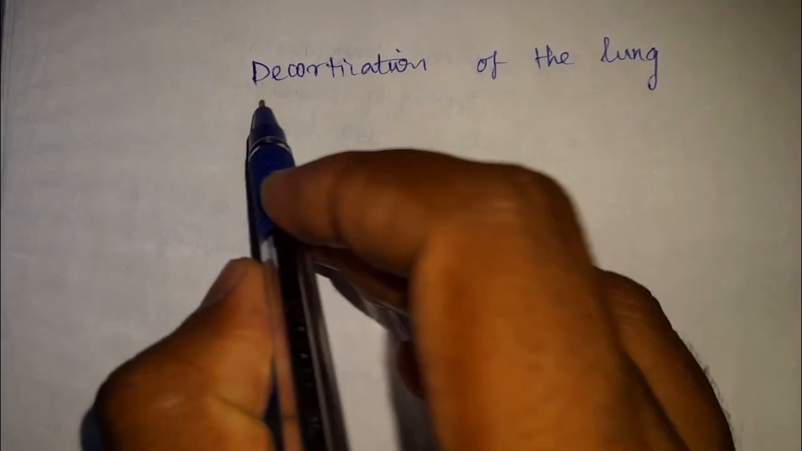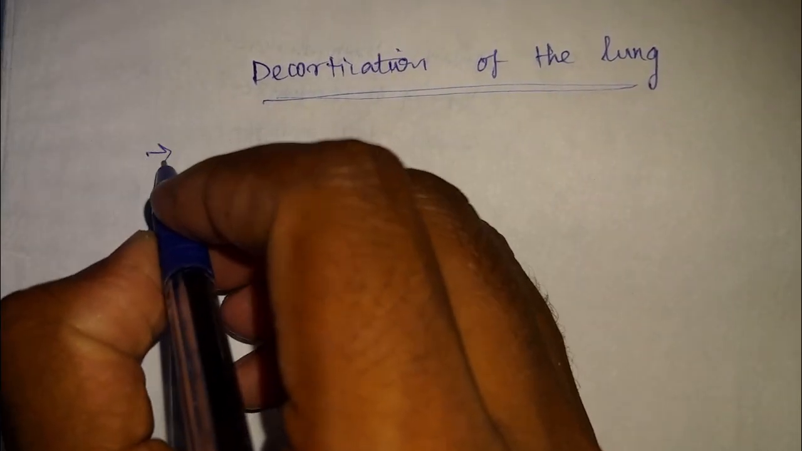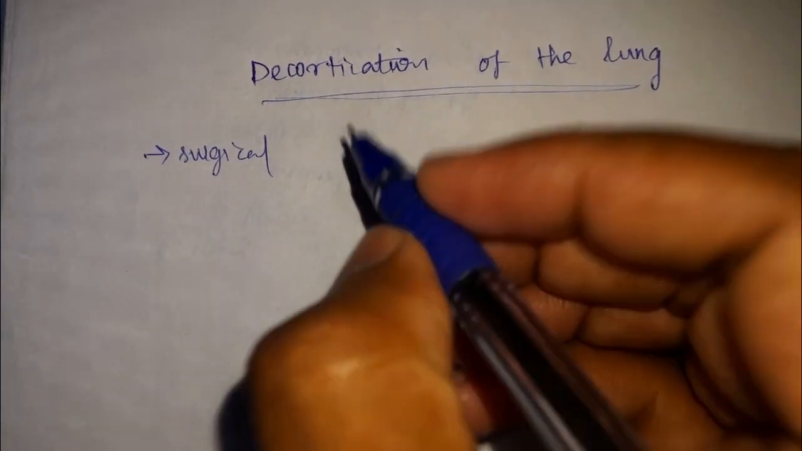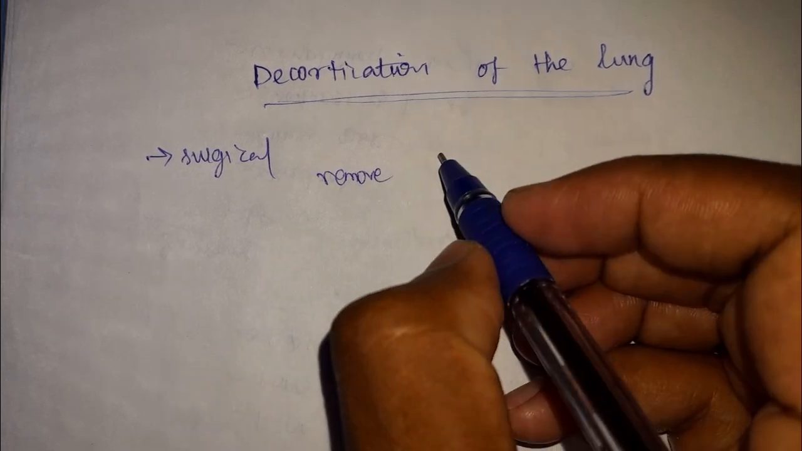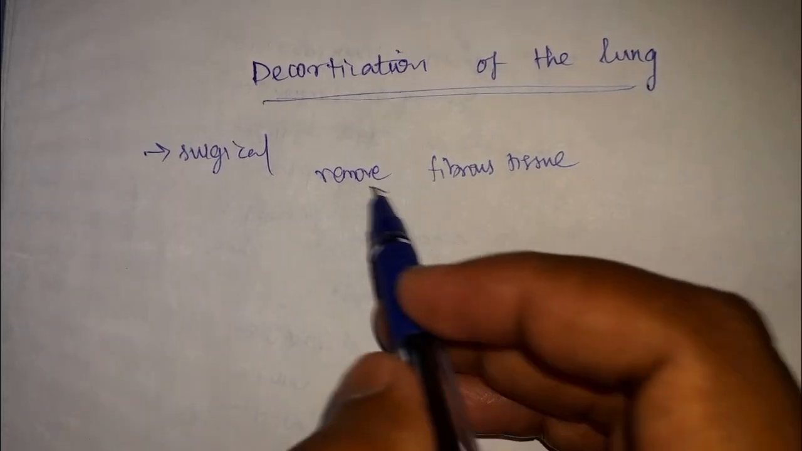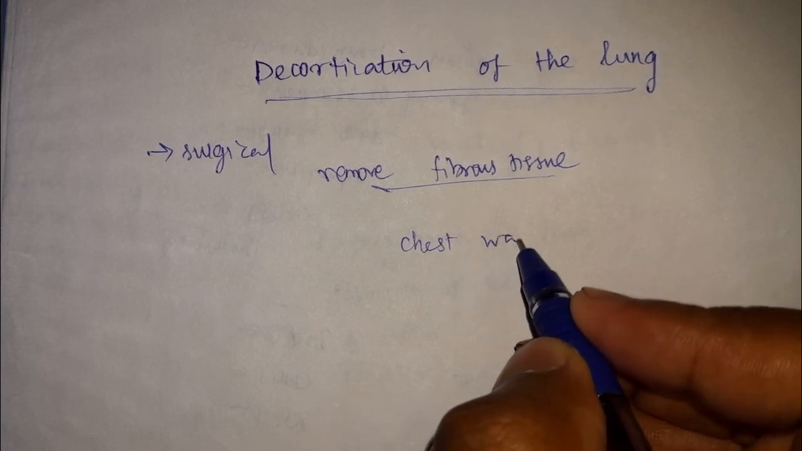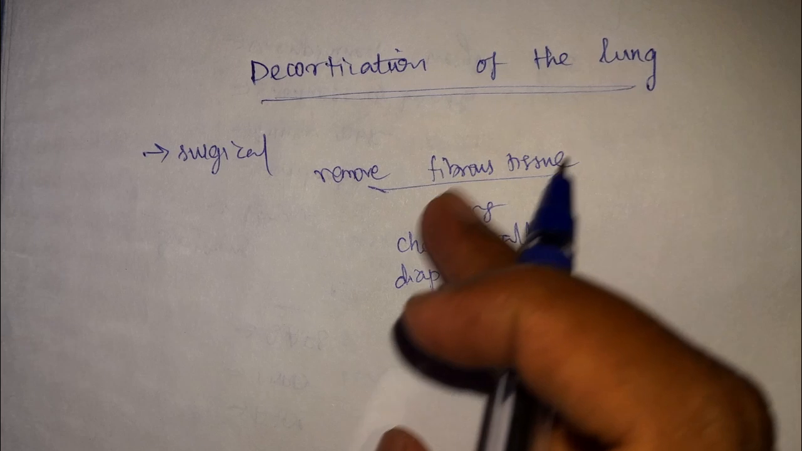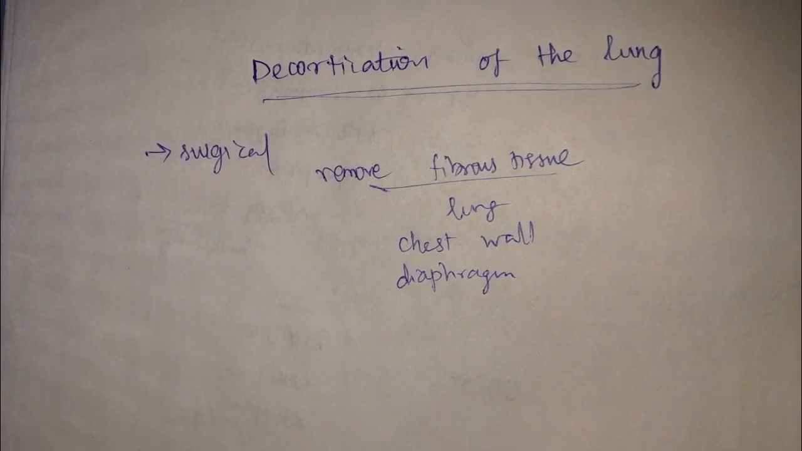Hello all, today we are going to talk about the decortication of the lung. It is one of the surgical procedures. In this we are going to remove the fibrous tissue in the lung, or maybe in the chest wall, or maybe in the diaphragm. The fibrous tissue enveloped in this region is removed in this surgical procedure.